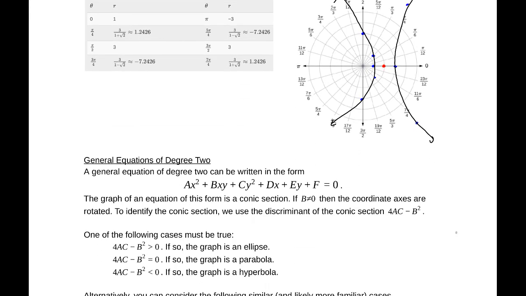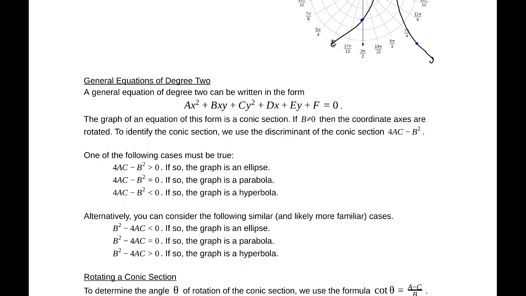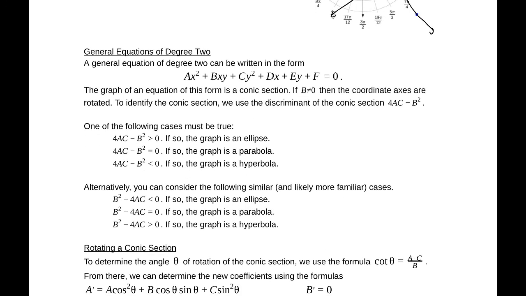Last thing we're going to look at is the general equations of degree 2. So if you have a function or an equation given in this form, ax squared plus bxy plus cy squared plus dx plus ey plus f equals 0, that takes into account everything.